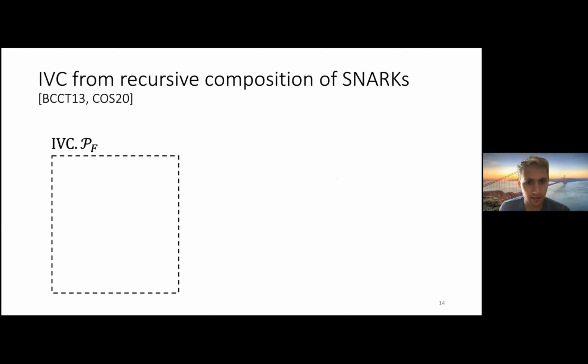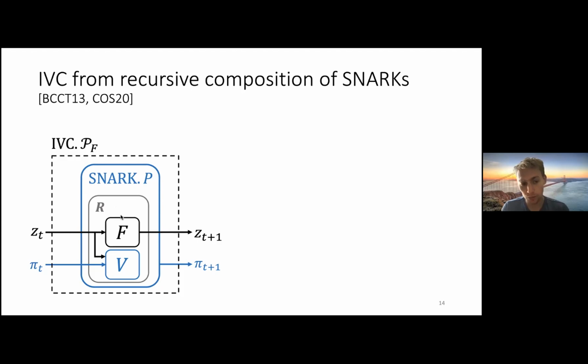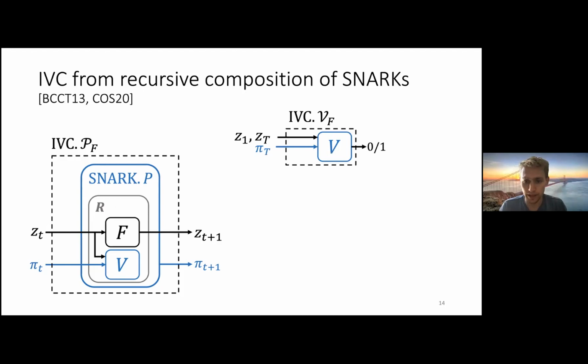Constructing IVC from recursive composition of SNARKs, which is the previous approach, works like this. We have our function being evaluated, and we create a relation R which evaluates the function and runs the verifier itself. Then the prover creates a proof that the function was evaluated correctly and that the verifier would have accepted the SNARK. So this R is the important thing: the prover runs in his head both the function f and the verifier. The prover needs to prove that the verifier would have accepted the proof. And the verifier at the end of the computation just gets the start and the endpoint of the computation and the final proof and simply accepts it.